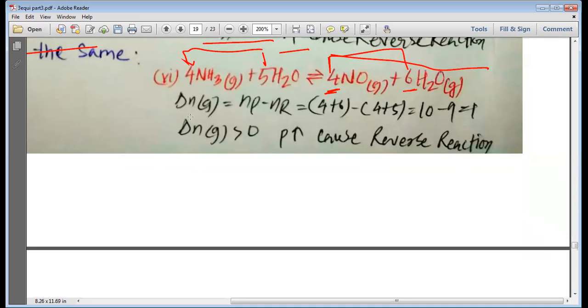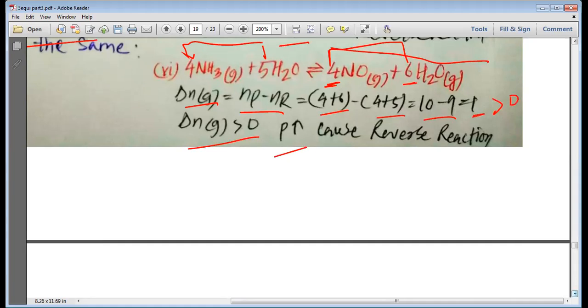moles of gaseous molecules. So delta N gas is equal to Np minus Nr. Product side 4 plus 6, reactant side 4 plus 5. So 10 minus 9, which is 1, that is greater than 0. So delta N gas is greater than 0, and therefore an increase in pressure will cause the reverse reaction to take place.